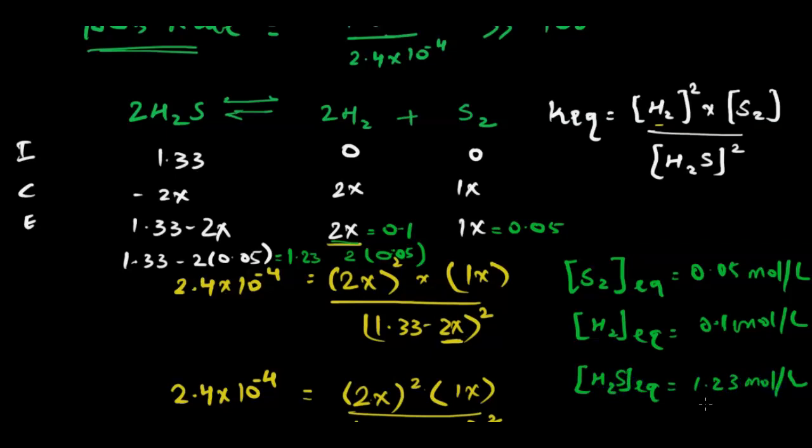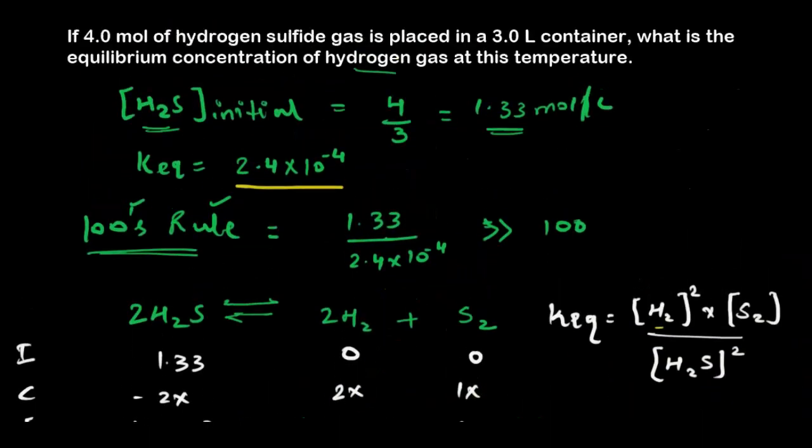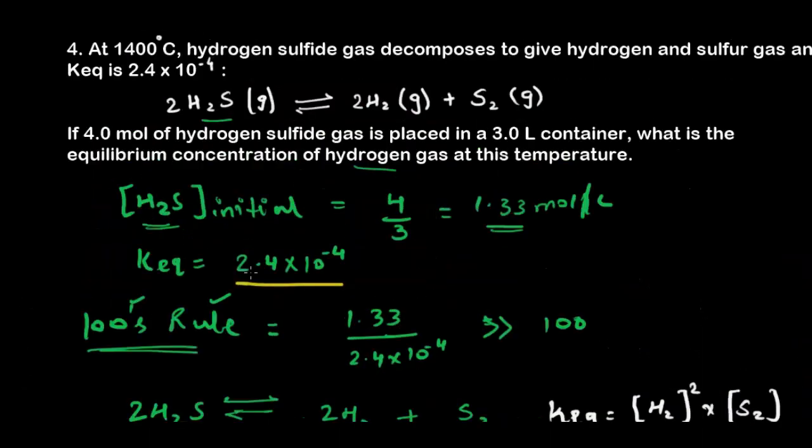And this is how we get the equilibrium concentrations once we know the K equilibrium, which is similar to the previous question. The only difference is that here we applied the hundreds rule, and the hundreds rule is only applicable if the initial concentration of the reactant divided by the K equilibrium value is greater than 100. This is just to make our life easier when we are calculating the value of x.